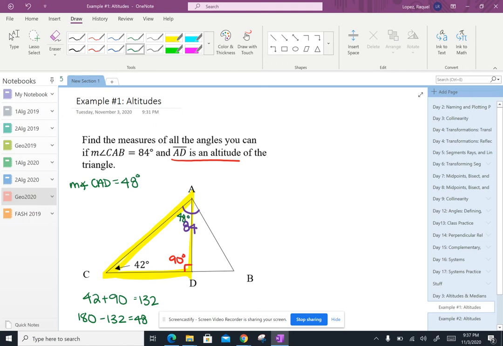Then I can just use subtraction to figure out what the other side of that angle is. So we can do 84 minus 48. And that tells me then that this angle right here, this measures 36 degrees.